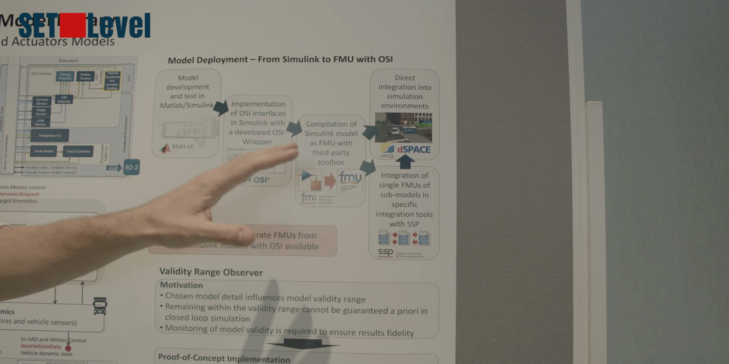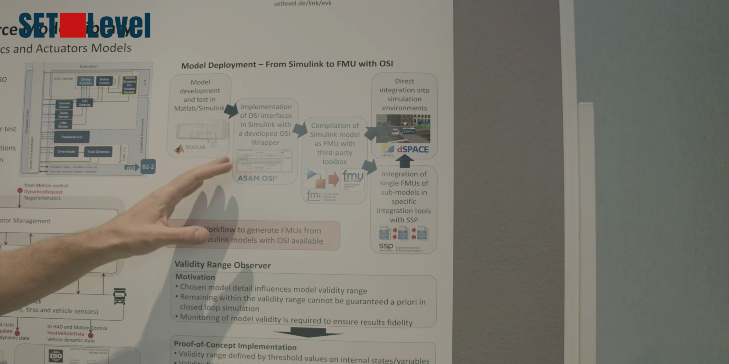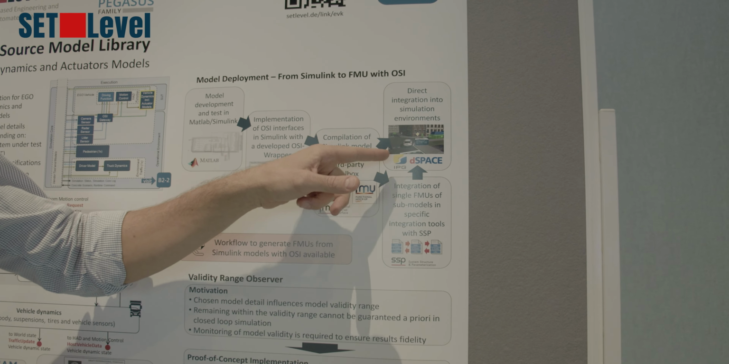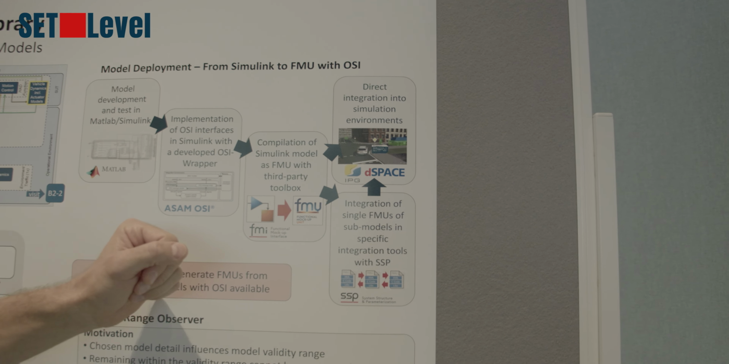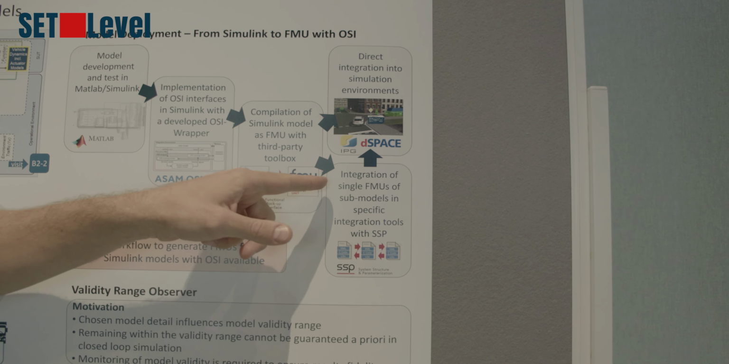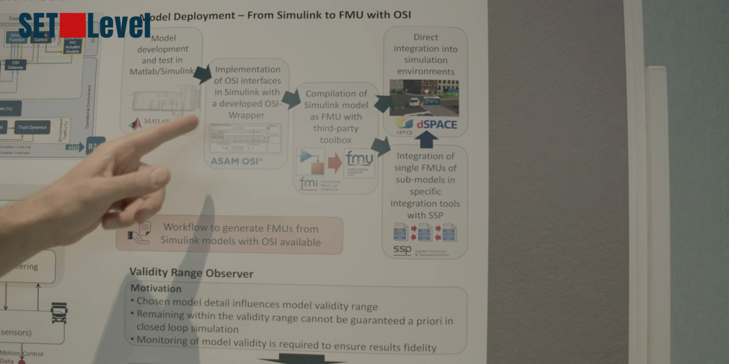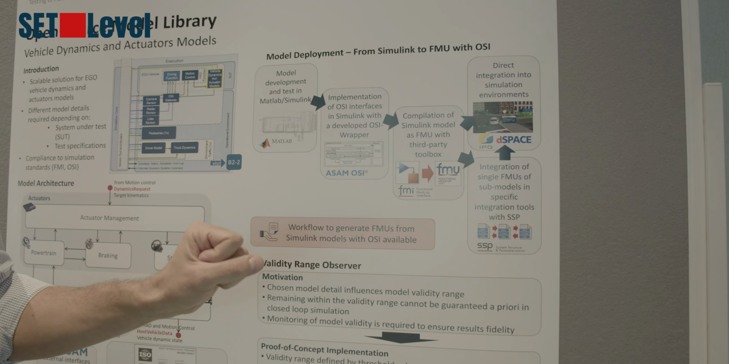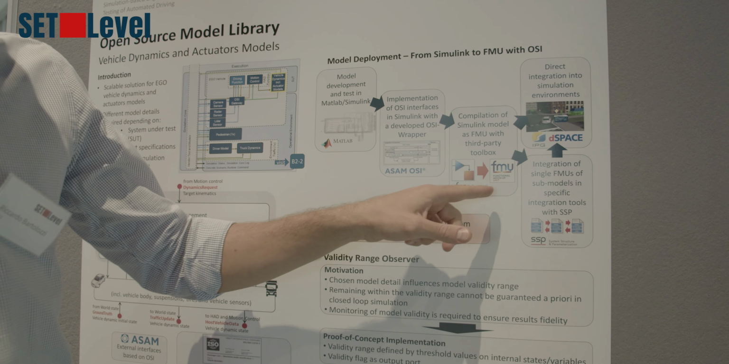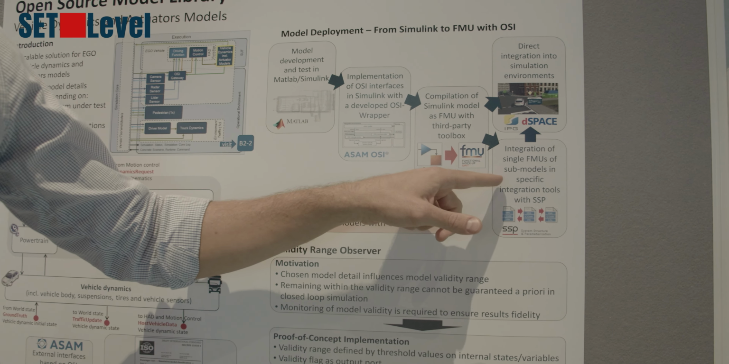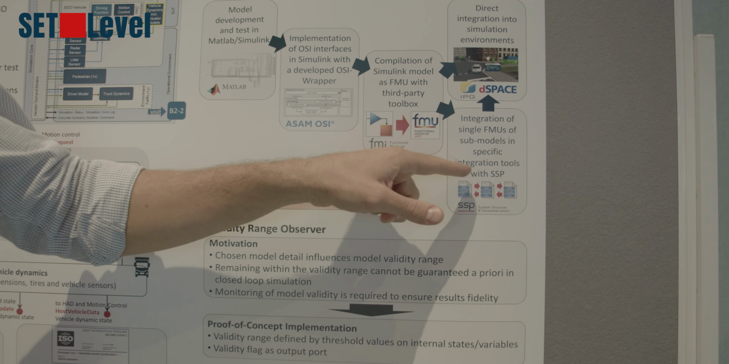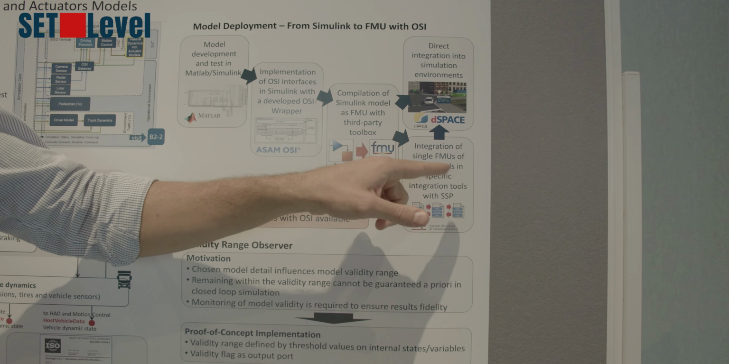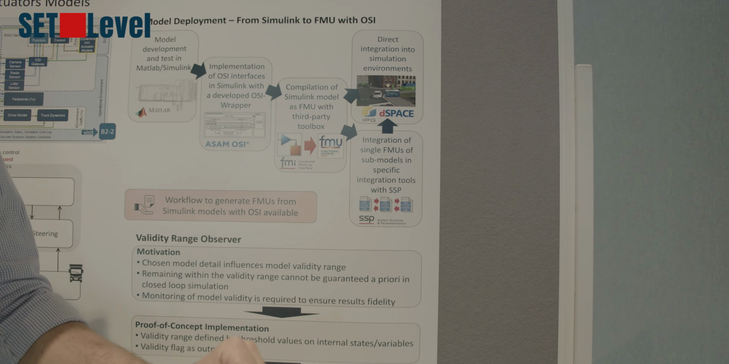And then either we compile the whole block, vehicle dynamics and actuators, as a single FMU for direct integration into simulation environments such as dSPACE or IPG CarMaker, or alternatively, we generate single FMUs of the single submodels. These are single models for the braking actuator, for powertrain actuators, vehicle dynamics, and so on. And then we have to integrate them together in specific integration tools using the standard SSP, and then finally provide the combined model to the simulation environments.